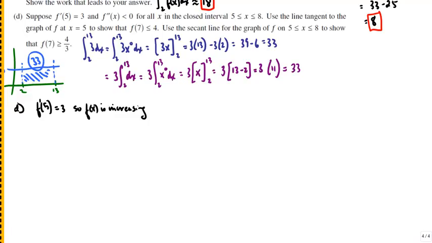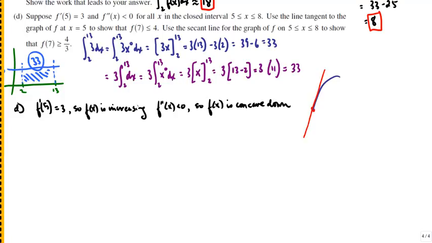Second, we're told that f prime prime, or the second derivative of x, is less than 0. And f prime prime less than 0 means that f is concave down. So I find it helpful when I'm given information like that to draw a simple picture of what the behavior of the graph looks like at that point. And so roughly it's going to look like that. It's increasing but concave down. And at x equals 5, we know that the slope of the tangent line at x equals 5 is equal to 3.